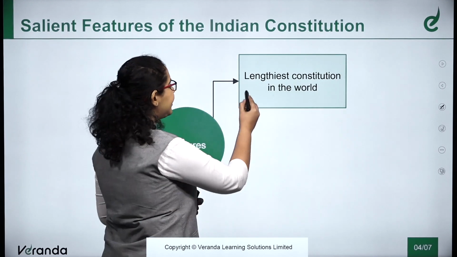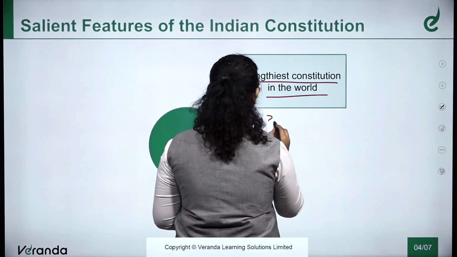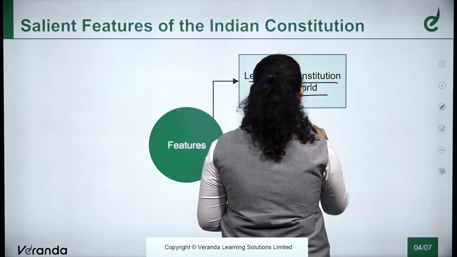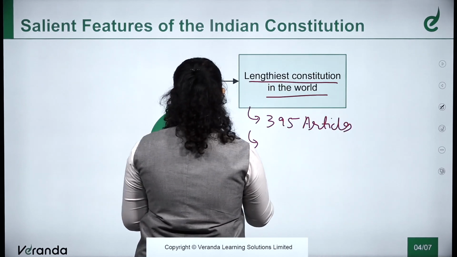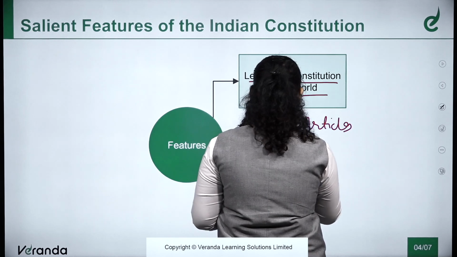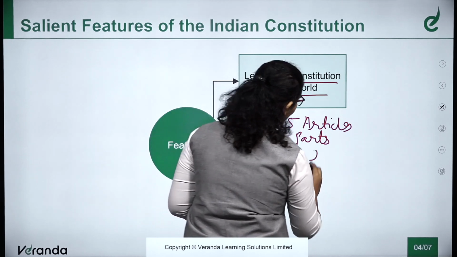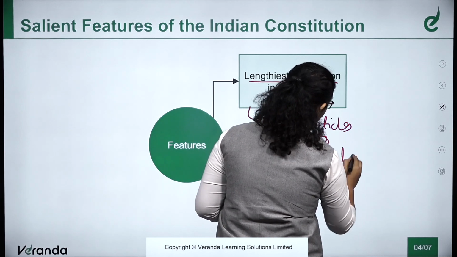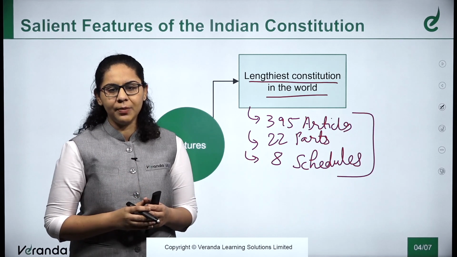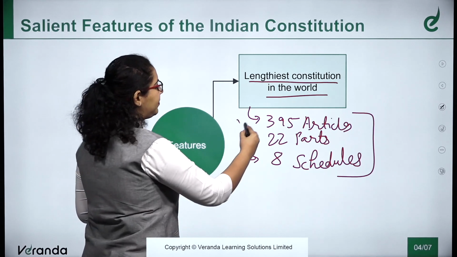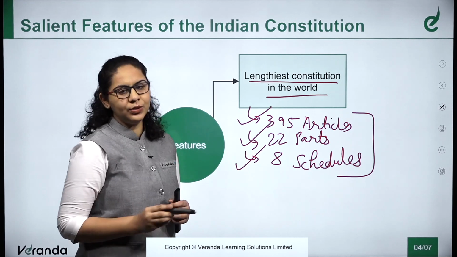Number one, it is the lengthiest constitution in the world. Indian Constitution had 395 articles, 22 parts and 8 schedules when it was framed. And today, after more than 100 amendments, we have 450 plus articles, 25 parts and 12 schedules.